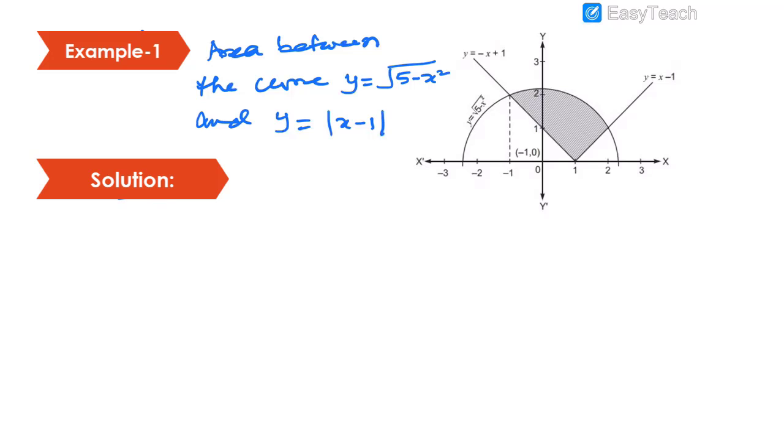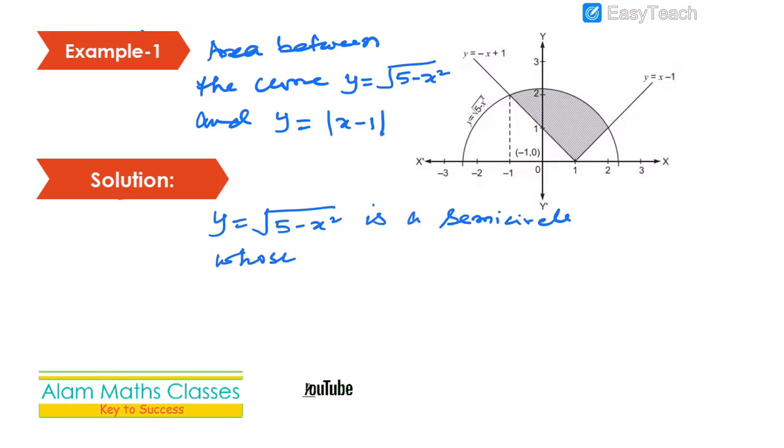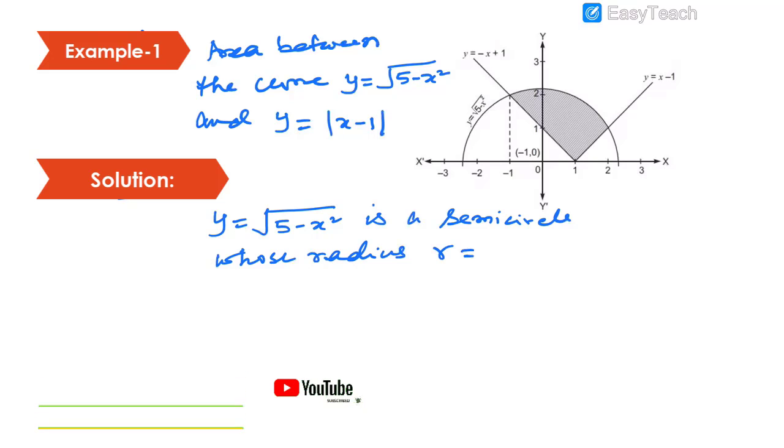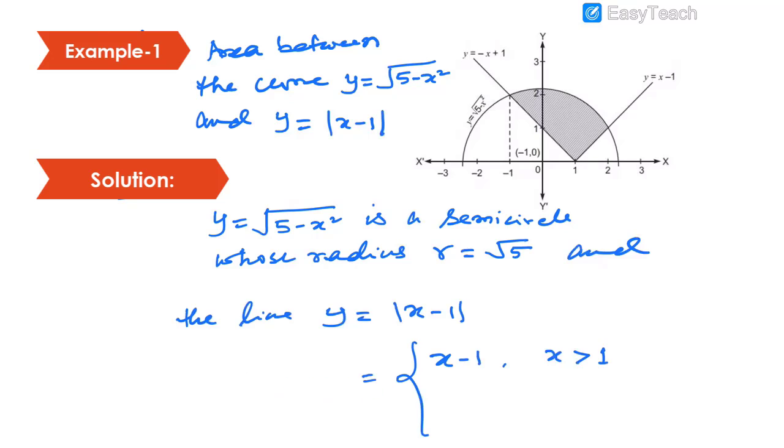In example number 1, we have to find the area between the curve y is equal to root 5 minus x square and y is equal to mod x minus 1. Here y is equal to root 5 minus x square is a semicircle whose radius is root 5. And the line y is equal to mod x minus 1 is x minus 1 when x is greater than 1 and minus x minus 1 when x is less than 1.